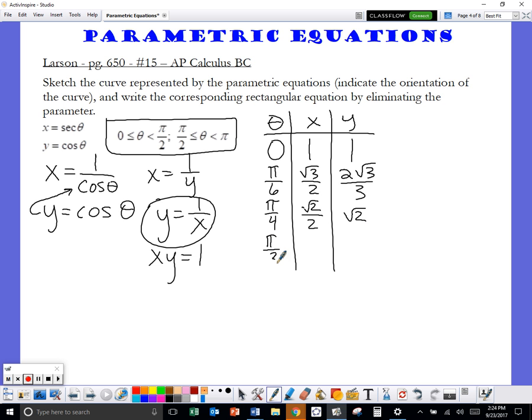Pi over 3. Plug in pi over 3, we're going to get 1/2, and the reciprocal of that is 2. So we have an idea here. We cannot plug in pi over 2. Because pi over 2 into secant gives us an undefined point because we're dividing by 0. So we will then move to 2 pi over 3.